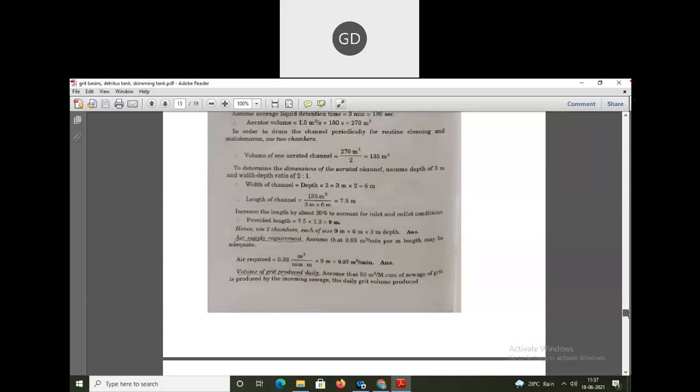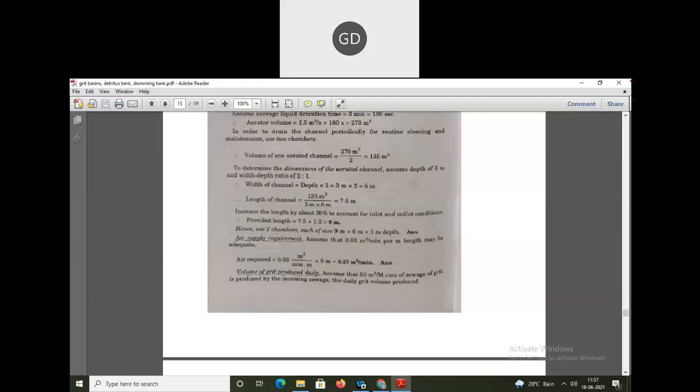So you are using the two chambers. The one is your 9 meter, the other one is a 6 meter into 3 meter depth. Okay. Now, since in your aerated grit chamber we are giving an air supply, what is the air supply requirement? You can assume it to be like 0.03 meter cube per minute per meter length. It is adequate. You can remember this value. Okay, it is 0.03. It is for a design purpose for your aerated grit chamber. So this value is fixed.